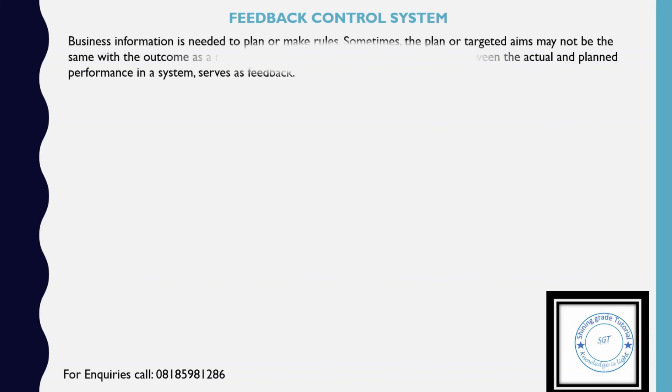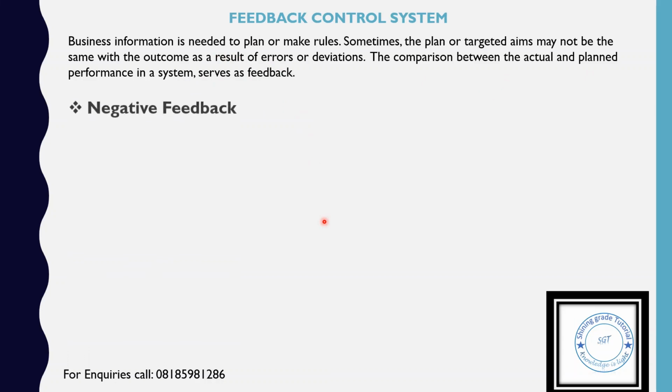So let's move to the last section, which is on feedback control system. In the feedback control system, we have 3 areas to focus on. We have the aspect of business information needed to plan and make rules. Sometimes the plan or targeted aim may not be the same as the outcome as a result of errors or deviations. We have said that under the aspect of control. So there might be a difference between these. The comparison between the actual and planned performance in the system serves as feedback, so it serves as information.